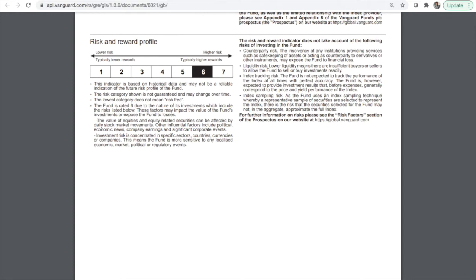So should you just be really looking at bonds, or are you happy to take higher risks and potentially get higher returns and sit between the 5 and 6 region? And that ultimately is your decision.